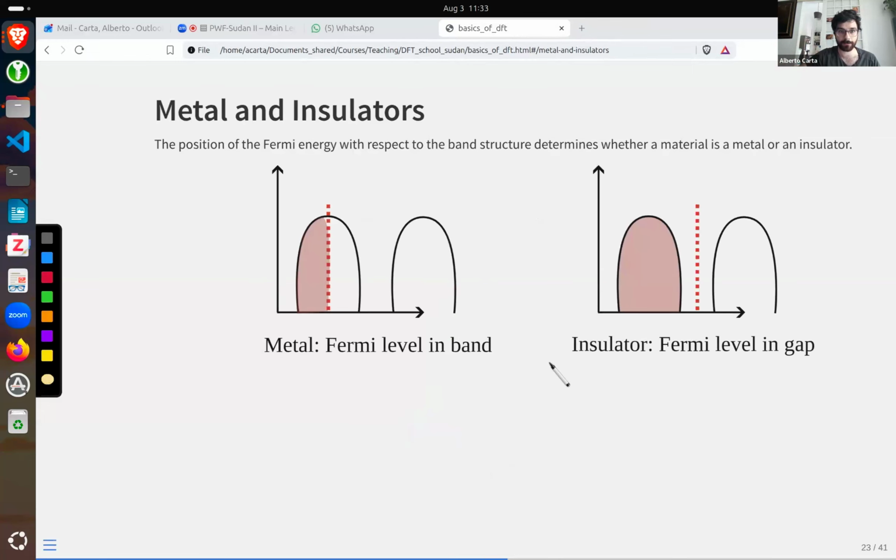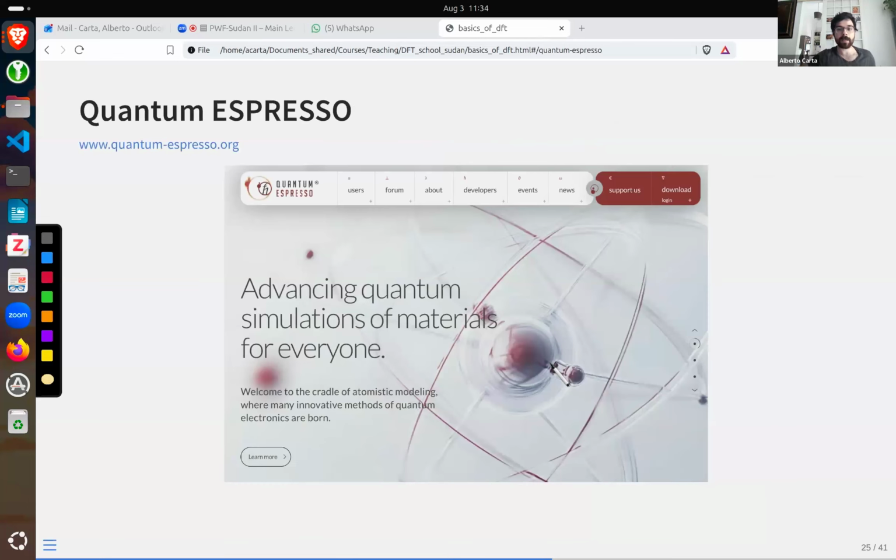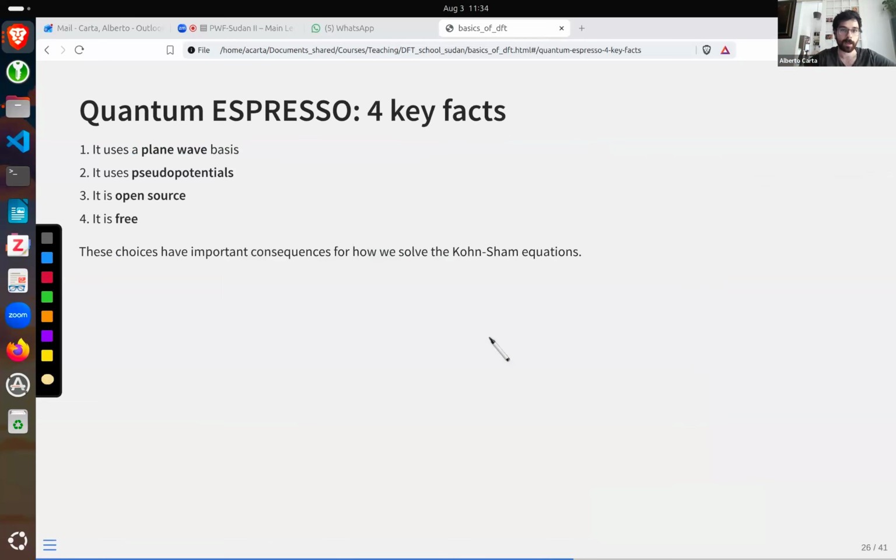Okay, let's go forward, and let's talk about DFT. Here I'm mostly talking about Quantum ESPRESSO, and the software that we're going to use is Quantum ESPRESSO. You can access the website at this URL that you see here. Quantum ESPRESSO is one of the most used codes to simulate materials from first principles.